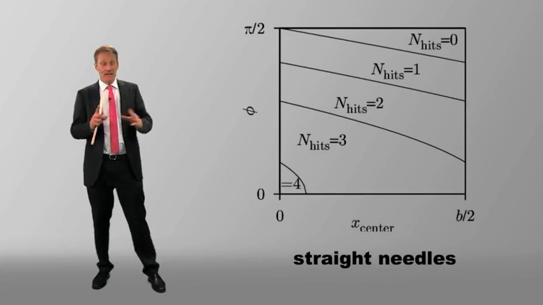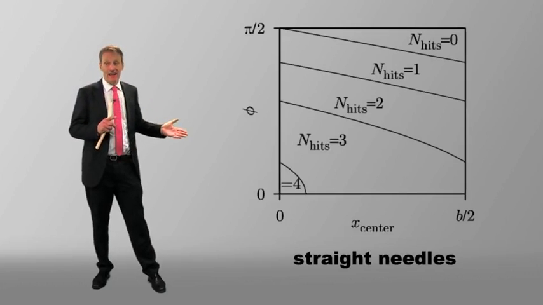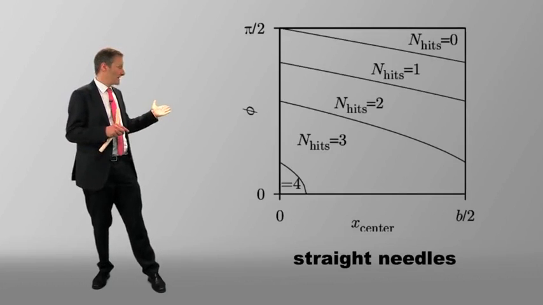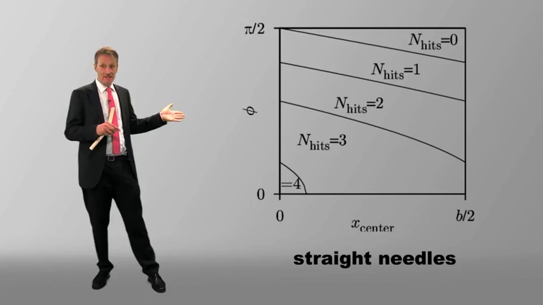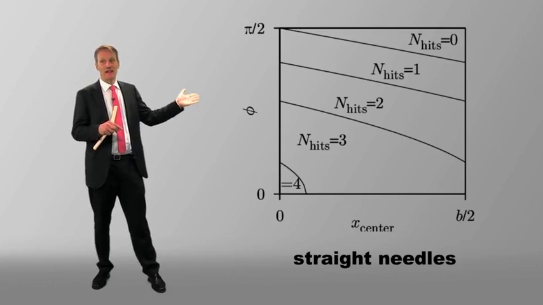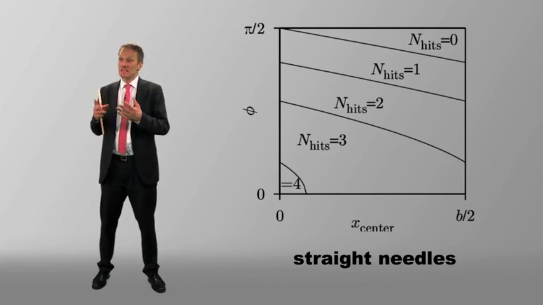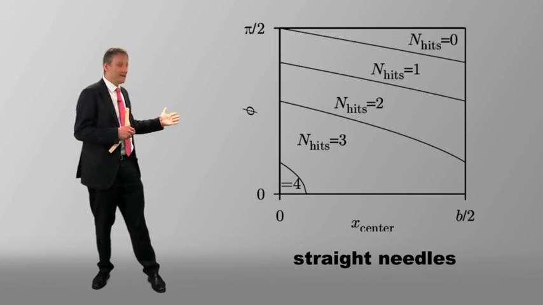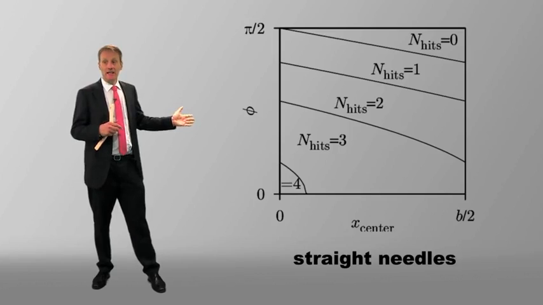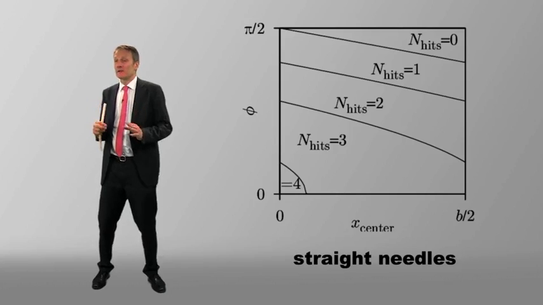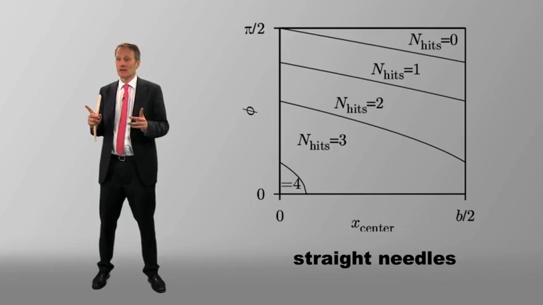So for the straight needle experiment, as a function of x and phi, we see that we can have 0 hits, 1 hit, 2 hits, 3 hits, and 4 hits. And we find out that the mean number of hits is equal to 2. This would be quite a complicated calculation if we did it ourselves, and it would be quite a complicated Monte Carlo simulation because we would have a lot of fluctuations.